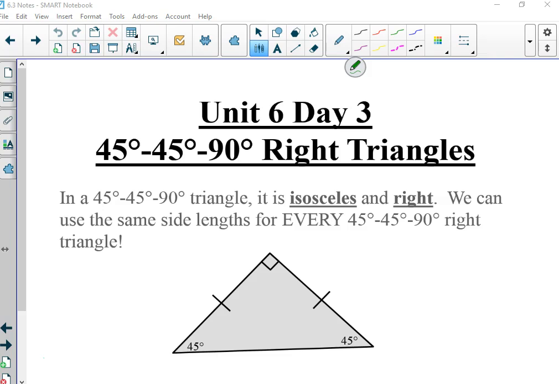So for 45, 45, 90, remember we talked about this in previous units. When the base angles are the same, the opposite sides are equal. And when the legs are the same, the base angles are equal. And this happens in every isosceles triangle. We have a base and two legs.